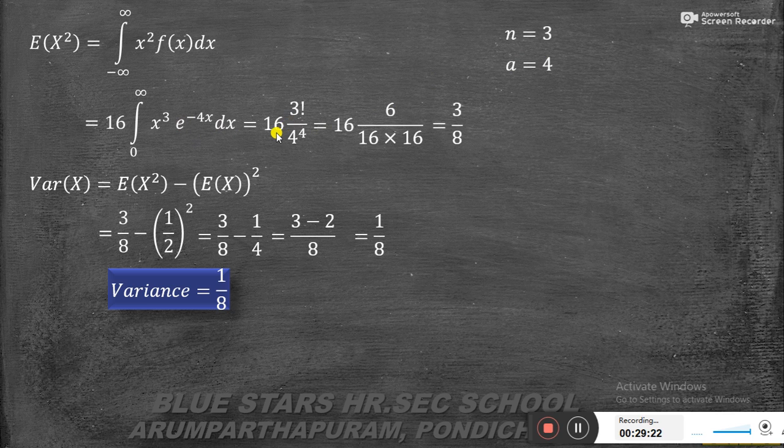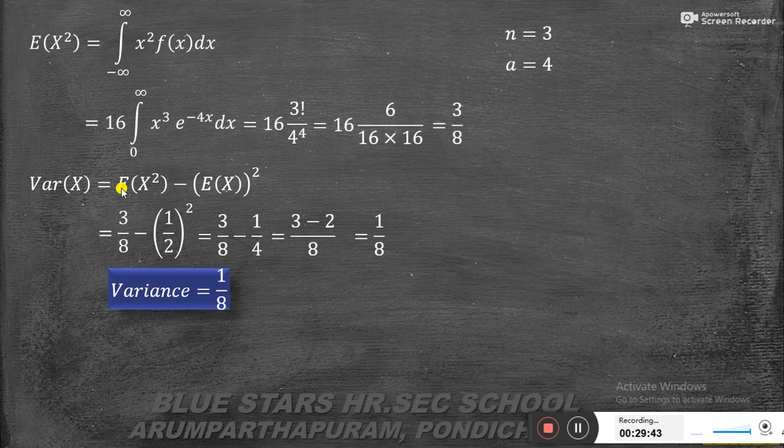I substitute here 16 into n factorial by a power n plus 1. So a is 4, and 4 power n plus 1 means 4 power 3 plus 1, which is 4 power 4. Therefore 3 factorial is 6, by 4 power 4 which is 16, into 16. The 16 cancels, and 6 by 16 means 3 by 8. Therefore expectation of x square equals 3 by 8.